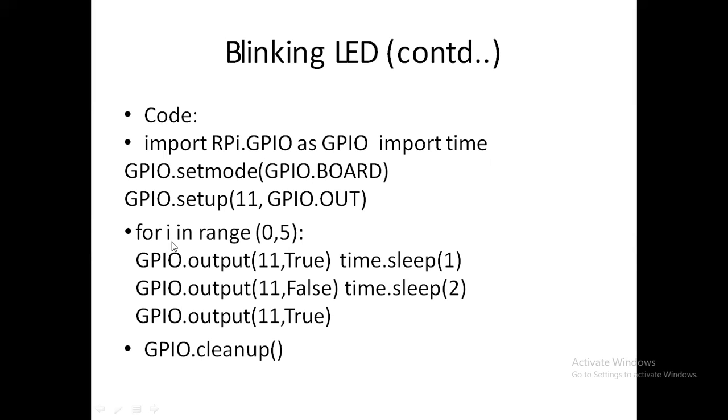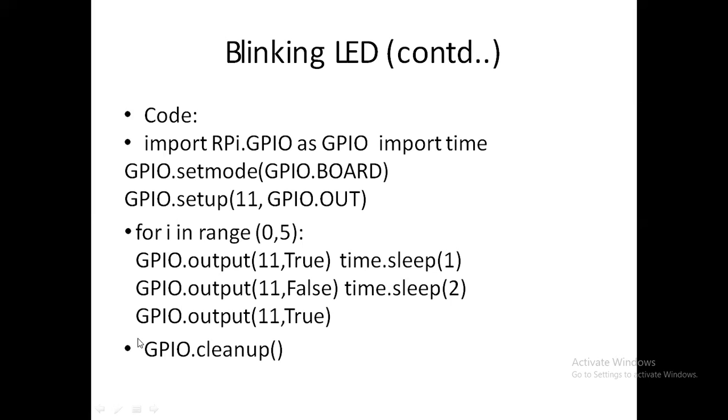For that, I'm initializing i in the range of 0 to 5. Now GPIO.output at the 11th pin, I'm making it True so that it is going to be enabled for 1 second. The 1 is the time period. These 1, 2 are the time periods. If I'm giving 1, it is going to wait for 1 second. If I'm giving 2, it is going to wait for 2 seconds.